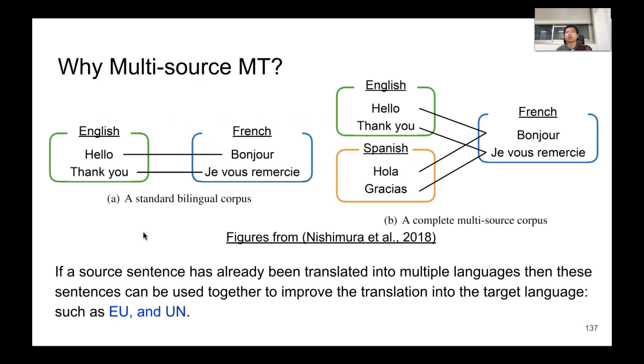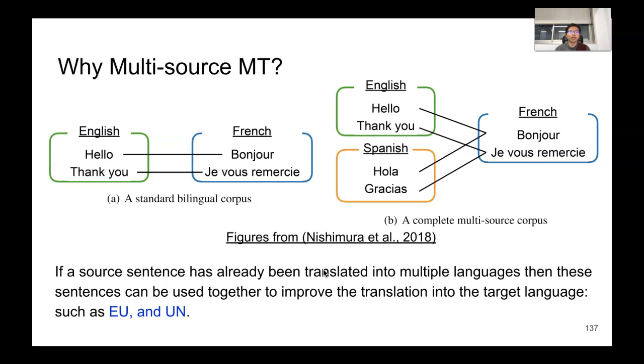First, about the motivation of multi-source MT. Let's first look at the standard bilingual corpus. In this corpus, we have English and French sentences aligned. And in the multi-source setting, we may have another language, let's say Spanish. For the parallel English and French sentences, we have another Spanish sentence that is a translation of the English and French sentence. All these three languages are parallel, they are aligned.